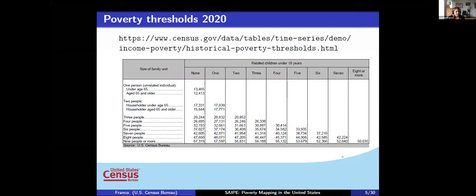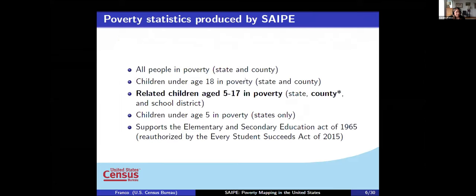Here you can see what the thresholds are for 2020. You can see that it depends on the number of children you have, the number of people in the household, and also people over age 65. So for instance, if you have three people in the household, one child, then you have 20,832. That's the poverty threshold in the United States.